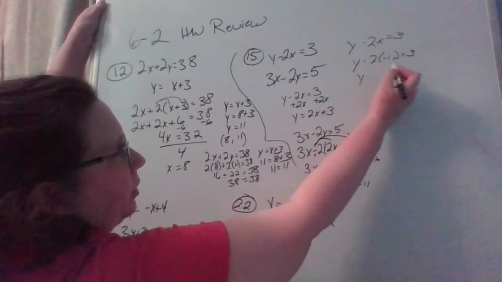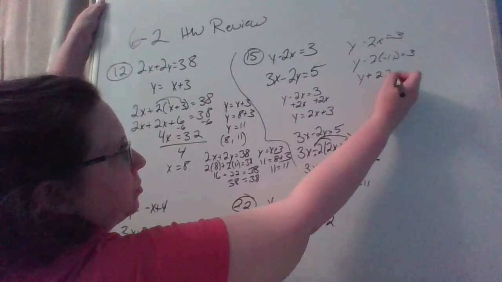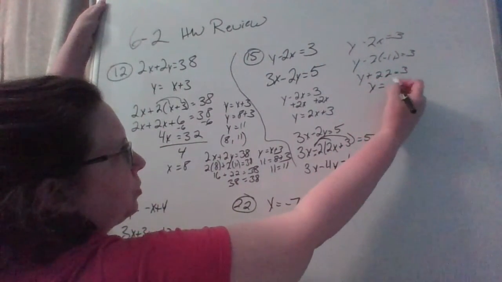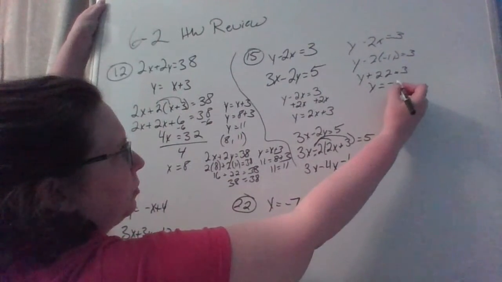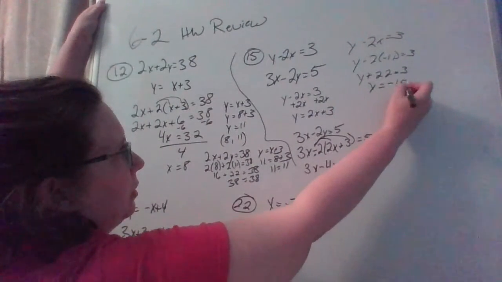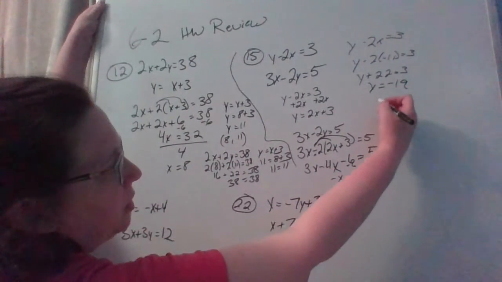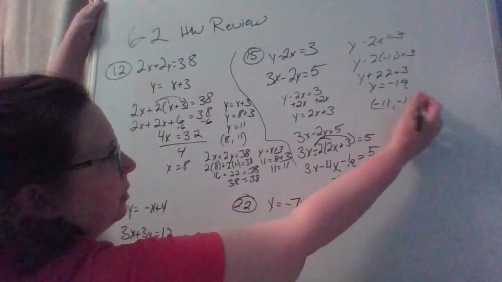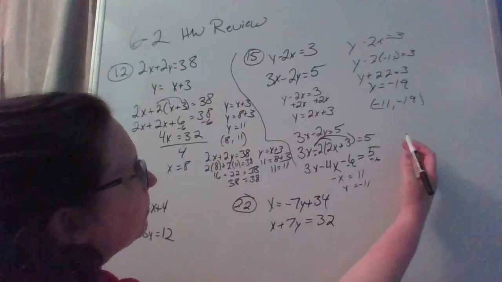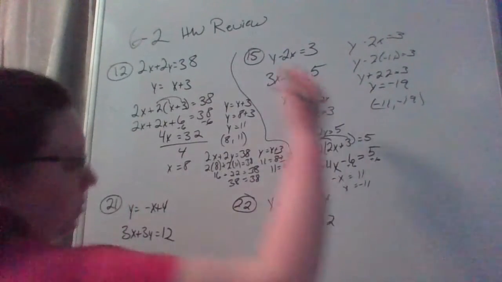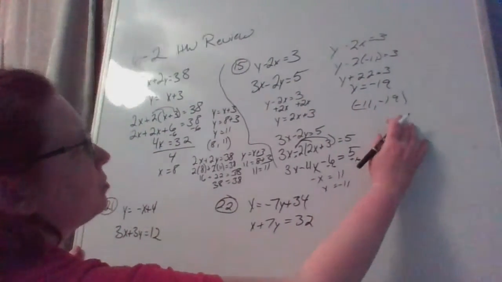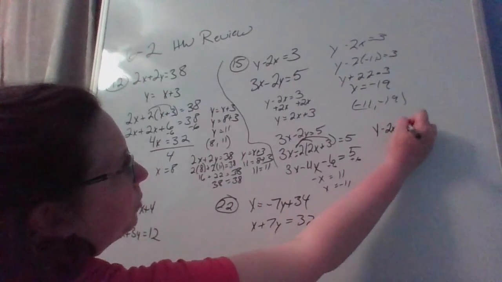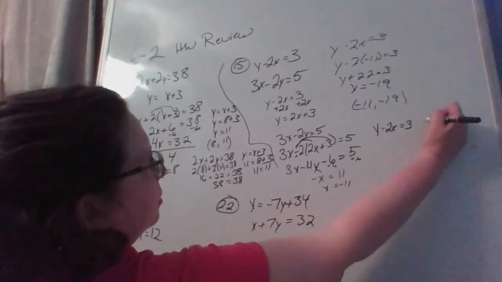So y plus 22, subtract 22 from both sides, and I would get y equals negative 19. So my ordered pair here is negative 11, negative 19. And I'm going to attempt to substitute that in to both of my equations.